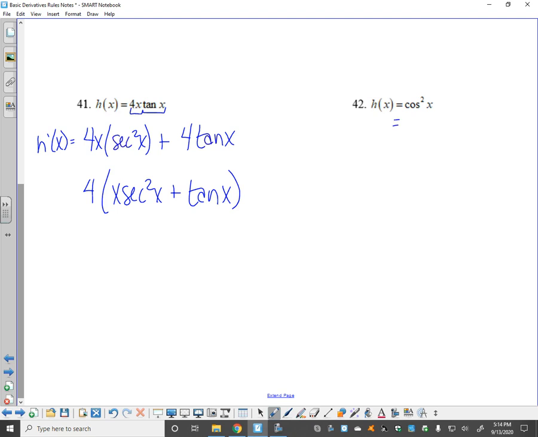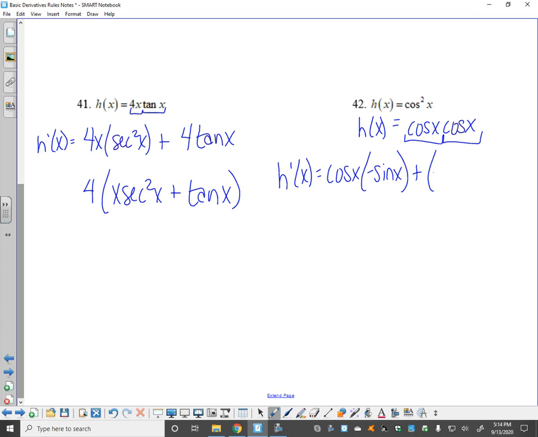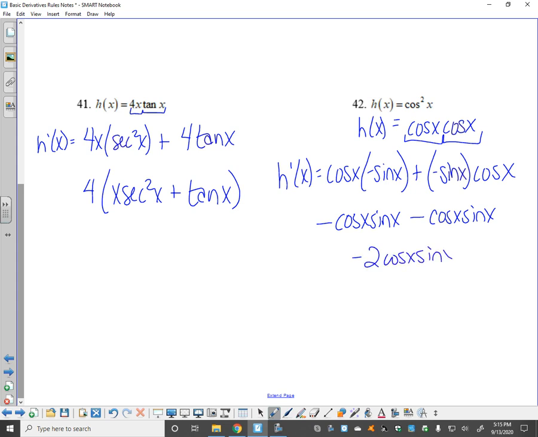So instead of thinking this as a cosine squared, think of it as cosine times cosine. Here are my 2 functions. Now pause and go product rule on this sucker. I'm just rearranging it so they look similar because now they are like terms.